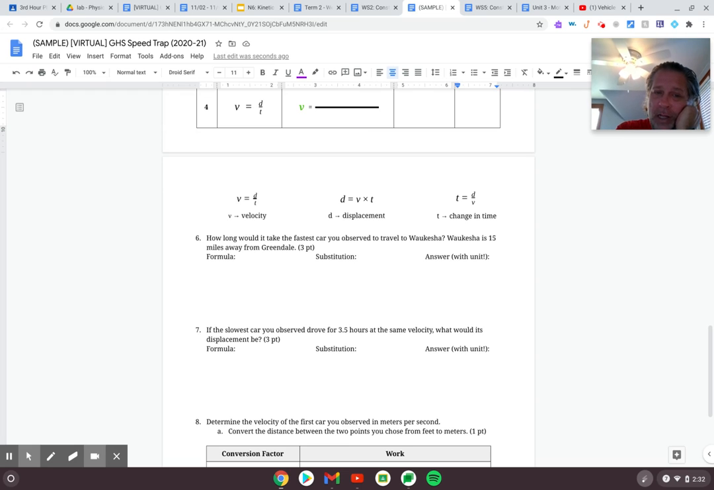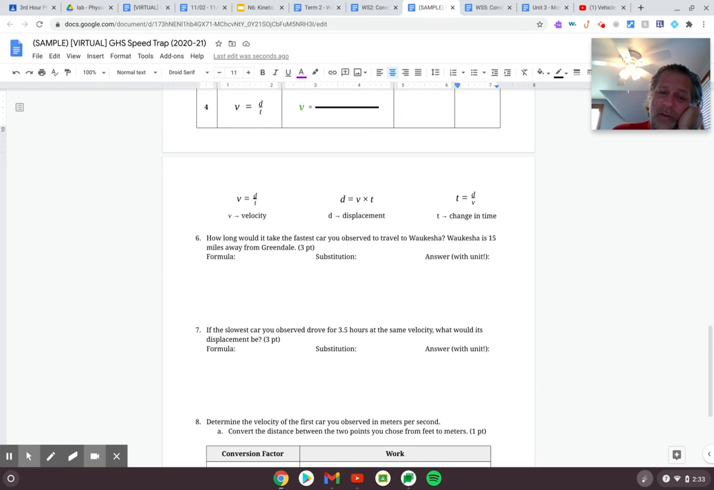So here we have our velocity formula, where V is solving for velocity, our distance formula, where D is displacement or distance, and our time formula, where we're solving for time by dividing the distance, displacement over velocity. So you've got 2 pretty simple questions to answer here. The first one says, how long would it take the fastest car you observed to travel all the way out to Waukesha? And then we tell you that Waukesha is 15 miles away from Greendale. So it's asking for how long. So it's usually an indication that we're solving for time.